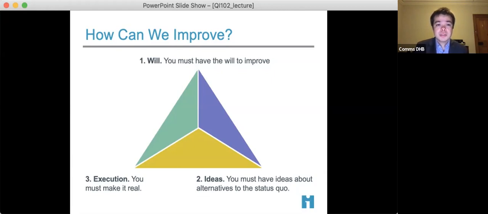And then the second thing is you need ideas on what to do. There are many tools for that, and that is actually built into the model for improvement. And then you need to execute it all, and that's where the model for improvement comes in. You need to make it real.